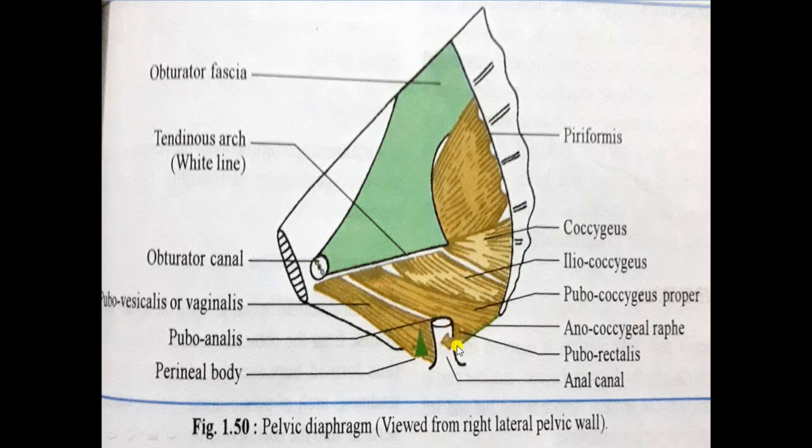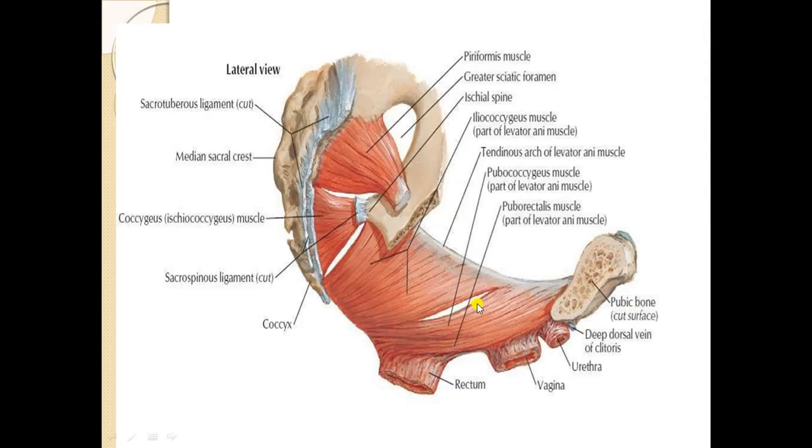From the anal canal to the tip of the coccyx, this anococcygeal raphe is extending, and the posterior part of this raphe gives the insertion for the iliococcygeus muscle. So this is the iliococcygeus tendinous line, and this is the anococcygeal raphe.